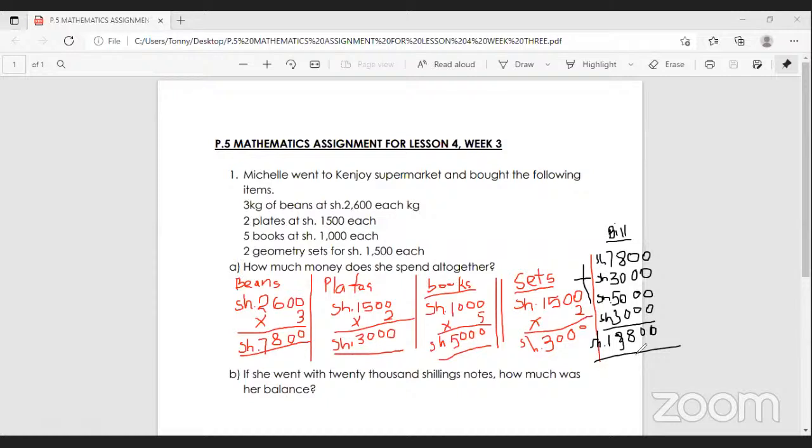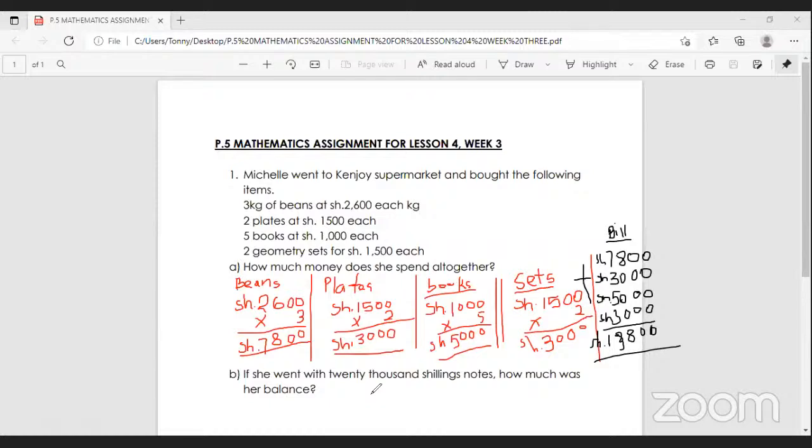Now, if you look at part B, they are asking if she went with the 20,000 shilling note, how much was her balance? Yes, Marianne, how do we get the balance? You went with the 20,000, but you have spent only 18,800. So how do we get the balance? Arthur? We take away. Very good.